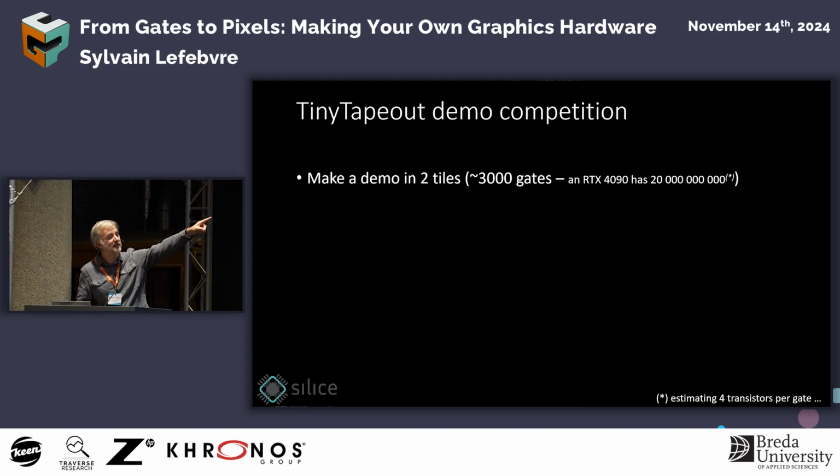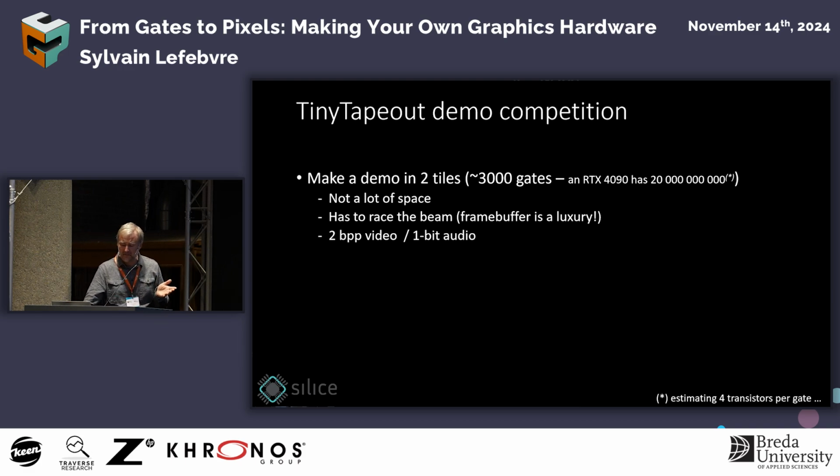Yes, by the way, this is roughly the amount of gates. Even if I'm off by 1 order of magnitude, you can see the RTX 4090 has a bit more gates than what we're trying to do here. So that's not a lot of space. And even though we can use gates to create memory, there's just no way you can fit a frame buffer, let alone a row of pixels, in 3,000 gates.